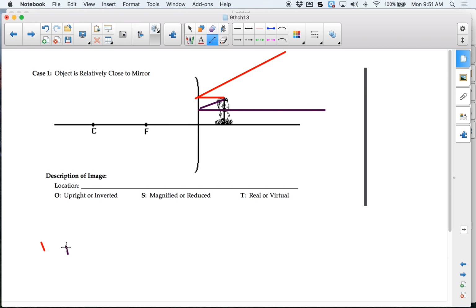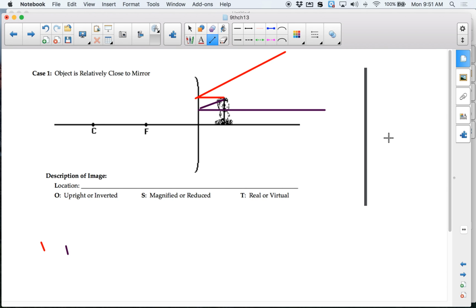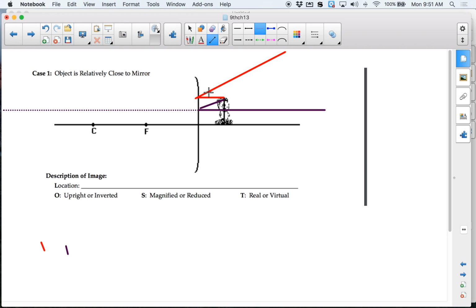So when we look at this, your brain is going to go, well, this one right here looks like it came from behind the mirror way back there. So you need to draw a dotted line behind the mirror to show where your brain thinks that stuff came from. And same thing with this one. This is the ray that we actually see. Your brain assumes it came in a straight line. So your brain assumes it came from back here.